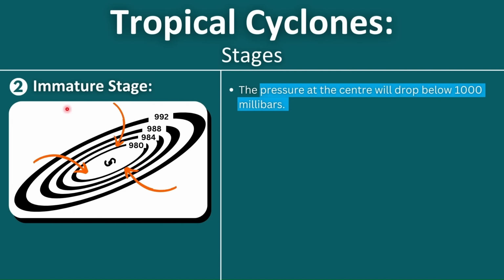We now look at the second stage, which is known as the immature stage. So in this stage, the pressure at the center will drop below 1000 millibars. Let's look at our diagram here. Now we can see that in the center there's an eye that has formed. We can see that the pressure at the center is well below 1000 millibars. It is actually 980 millibars. Remember, in a cyclone, which is a low pressure cell, the lowest pressure will always be found in the center.